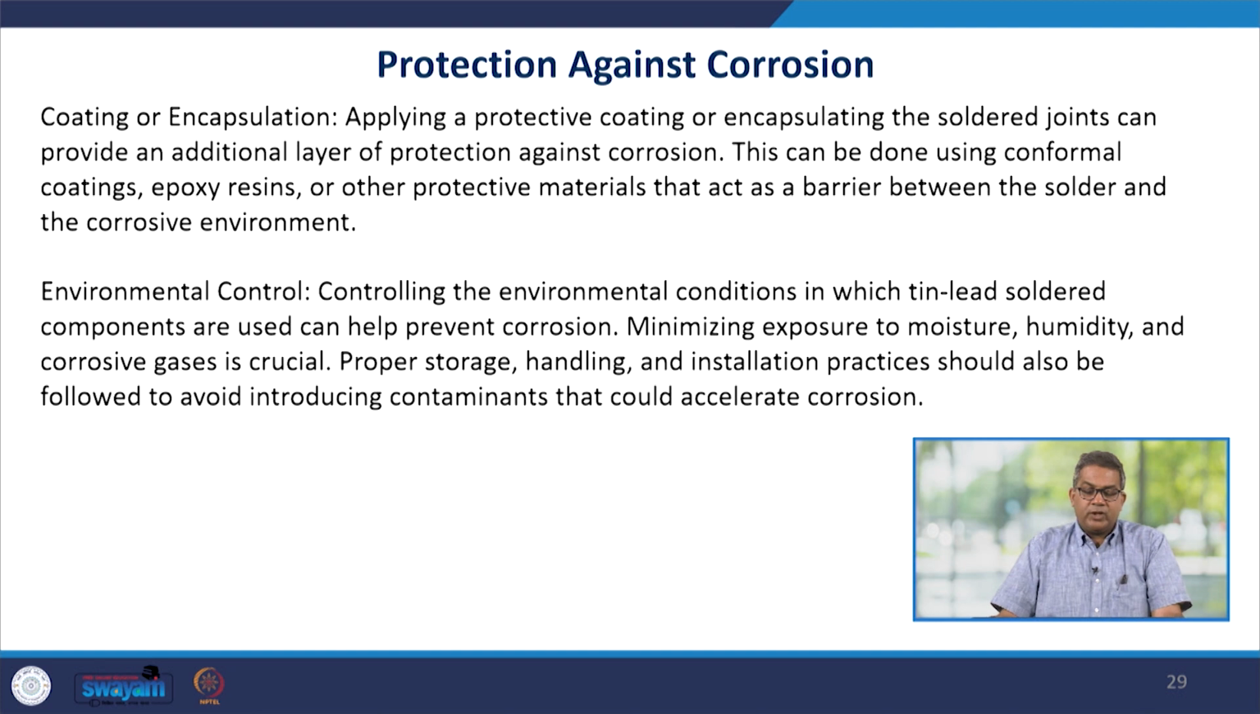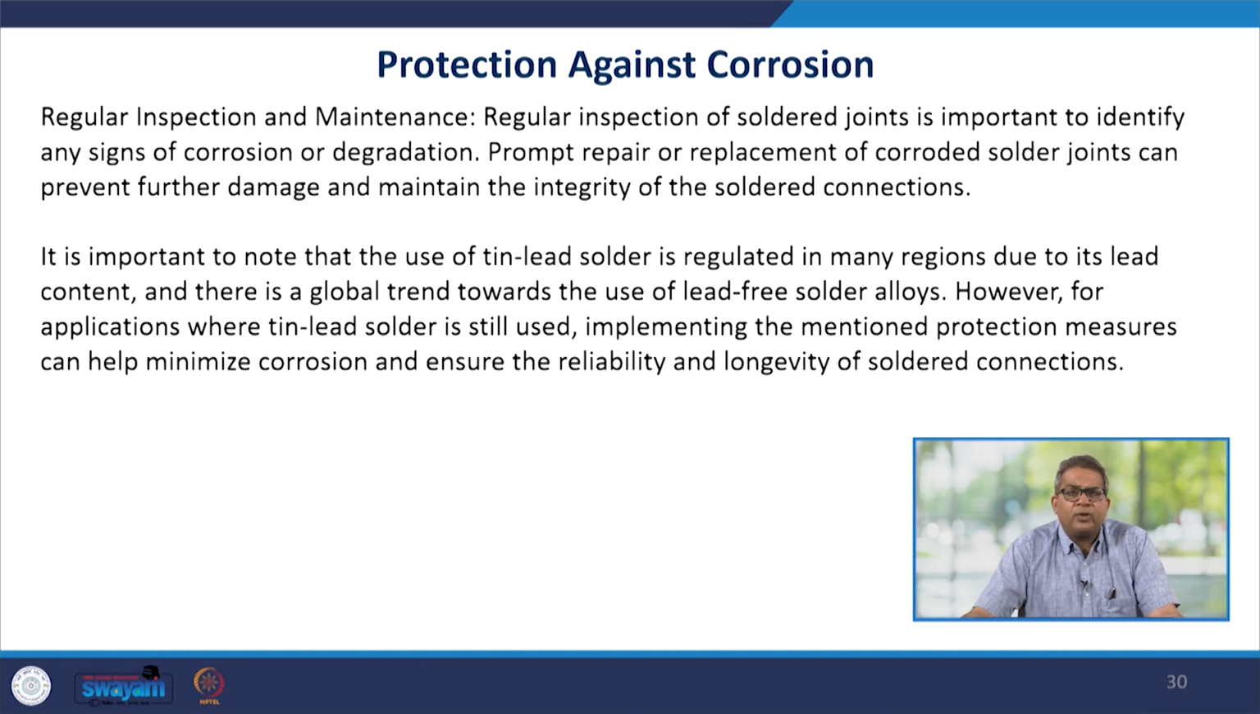Coating or encapsulation. Applying a protective coating or encapsulating the solder joints can provide an additional layer of protection against corrosion. This can be done using conformal coating, epoxy resin, or other protective material that acts as a barrier between the solder and the corrosive environment. Obviously, environmental control plays a very vital role, which we have already discussed: proper storage, handling, installation practices and humidity control all play a very vital role.